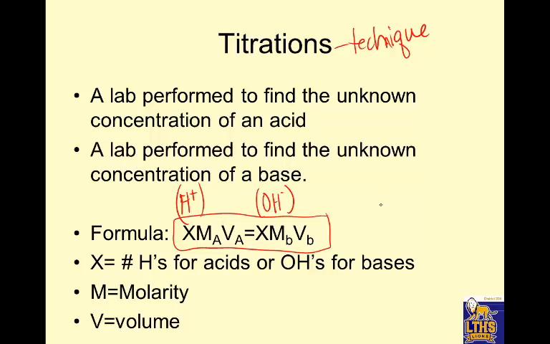If we multiply the concentration, which is moles per liter, times a volume, which is liters, look what happens. We get moles. So the moles of acid equals the moles of base in this formula, and that's what happens in a titration. You use acid or base to titrate the other one, and you stop titrating when they equal each other. And so they're neutralized.